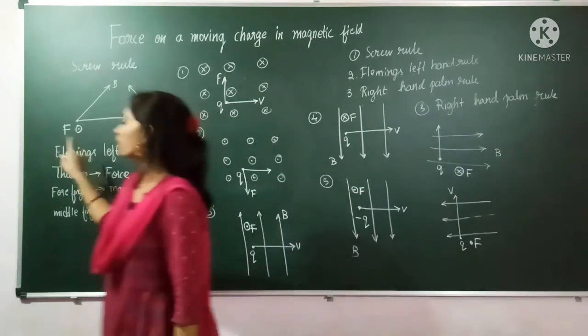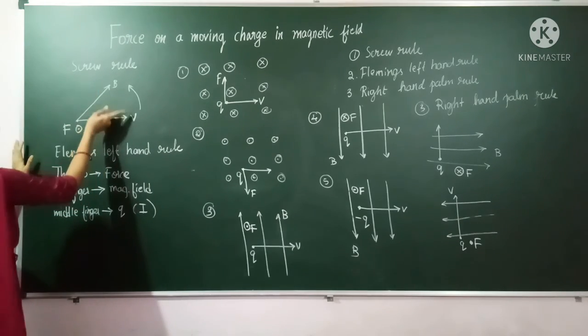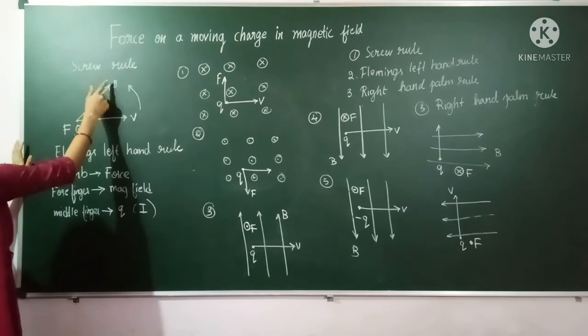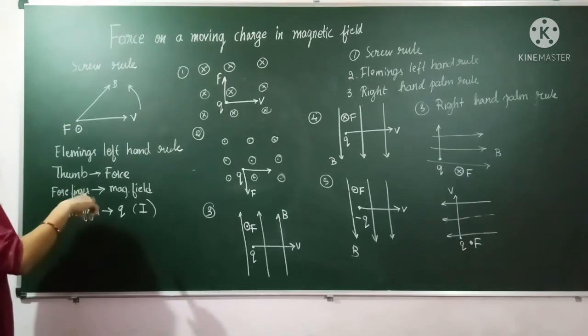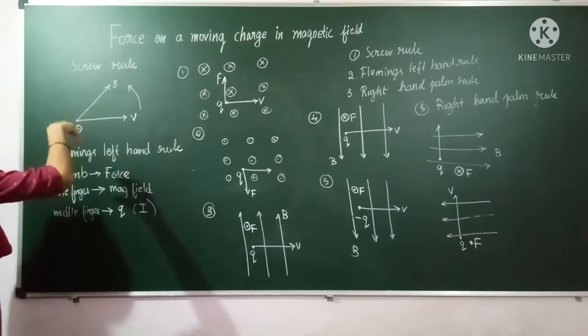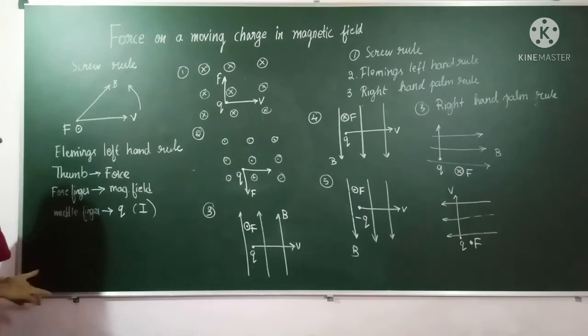In the screw rule, you have to take the screw and rotate it in the direction from v to B. If, while rotating from v to B, your screw is coming outward, then the force will be outward. If the screw is going inward, then our magnetic force will be inward.